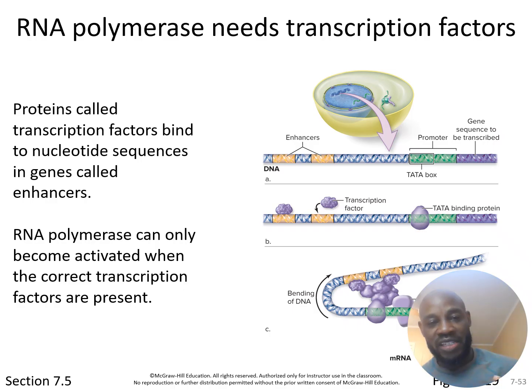The enzyme RNA polymerase needs these transcription factors. So this is how eukaryotes, and also human beings, because we are one of the eukaryotes, can control transcription. So RNA polymerase needs these transcription factors to bind to the DNA, to the gene, in order for that gene to be transcribed.